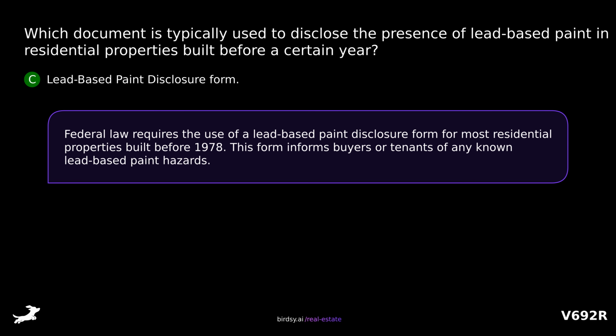Federal law requires the use of a lead-based paint disclosure form for most residential properties built before 1978. This form informs buyers or tenants of any known lead-based paint hazards.